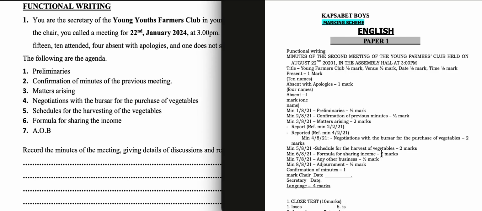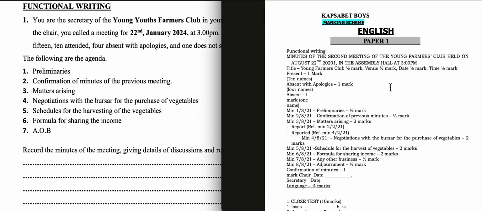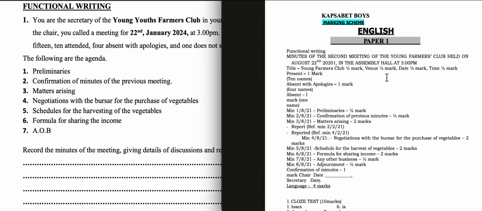So this is how you are going to write the functional writing of the minutes. You start with a heading. You say, minutes of the second meeting of the Young Farmers Club held on 22nd January 2024 in the assembly hall, starting at 3 p.m. And you make sure you write these in capital letters.